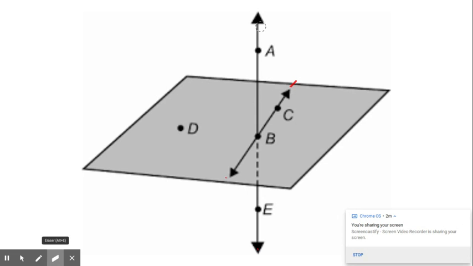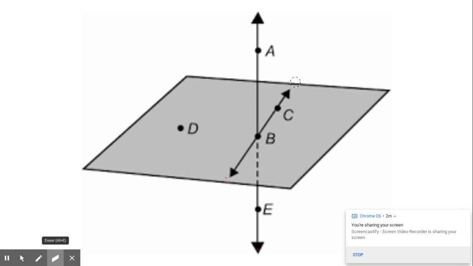Well, let's talk coplanar. Coplanar points are points that lie on the same plane. B, C, and D are all points that lie in the same plane. They're all in this gray plane right here. So B, C, and D are 3 non-collinear points, so therefore they have to be coplanar. What if I asked you, how about D, B, and E? Yes, they're coplanar. They're 3 non-collinear points. They must create a plane. B, D, and E are all coplanar.